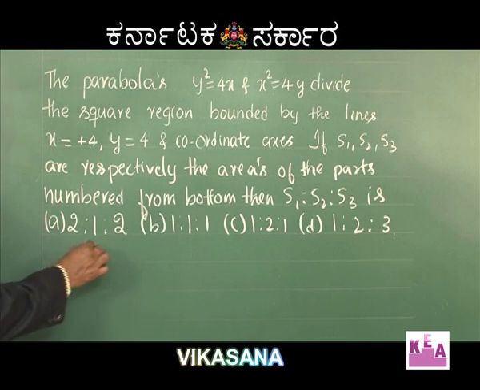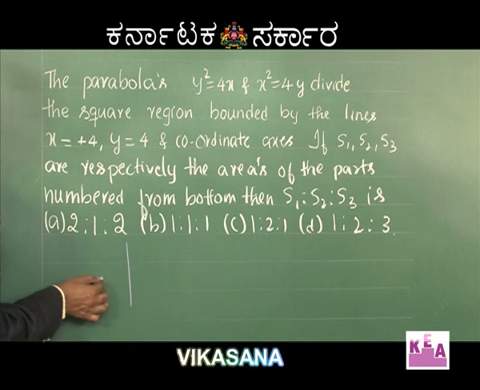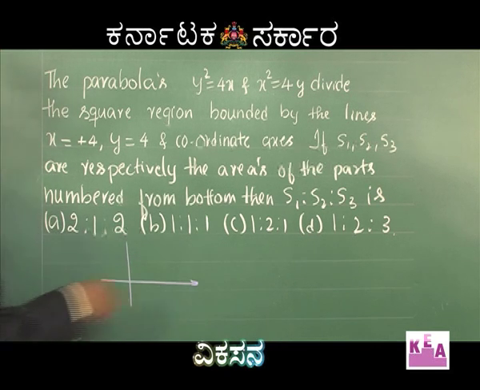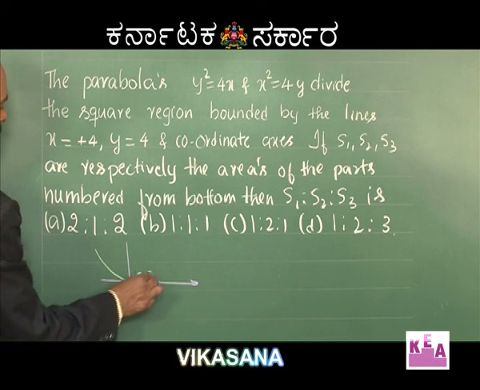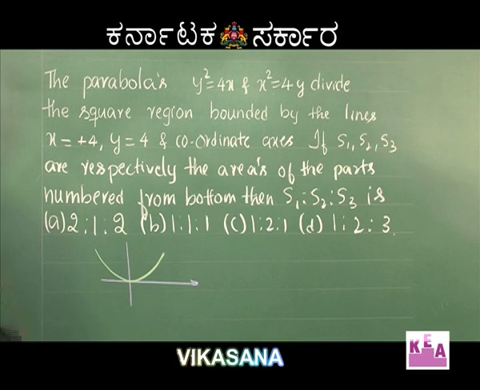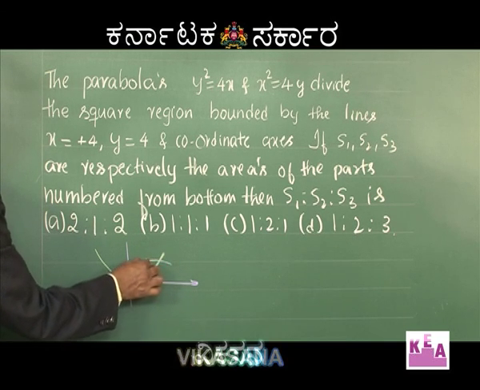Look at this, dear students. The parabolas are like this. The first parabola, x square is equal to 4y, is a parabola like this. Do you agree with me? Second one is y square is equal to 4x.